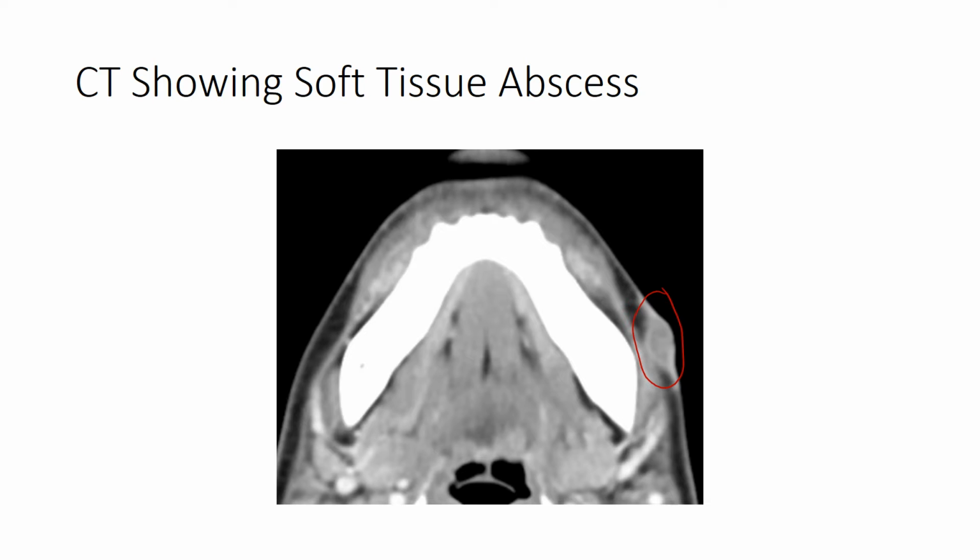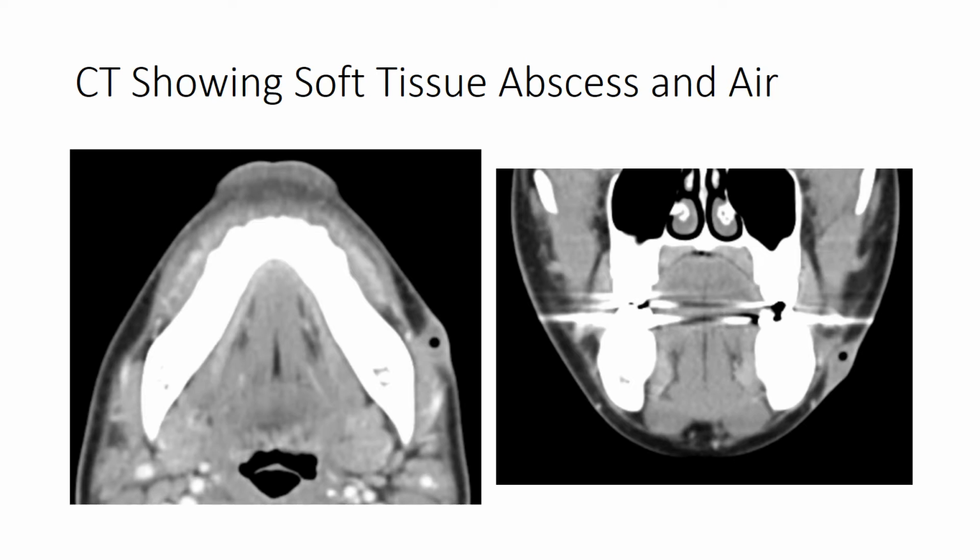And when it's this superficial, especially with the patient's history of drainage, this could represent either an osteocutaneous fistula or a sinus tract. Here are two additional axial and coronal CT sections demonstrating the fluid collection and the air within the fluid collection.